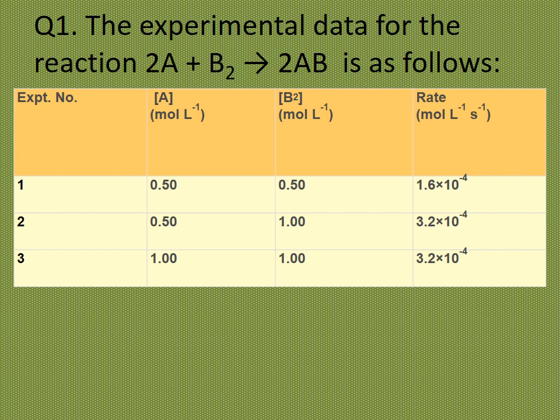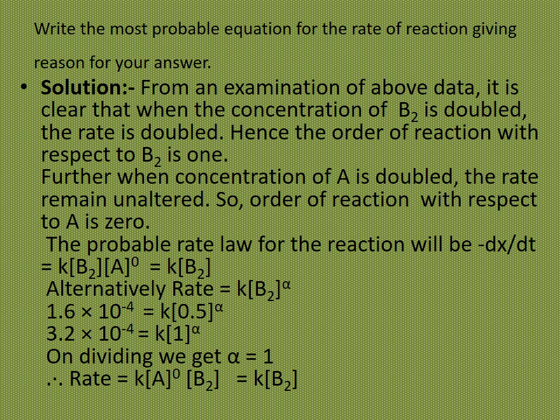And in experiment number 2, the value of A is 0.50, B2 is 1, and we obtain the value of rate as 3.2 into 10 to the power minus 4. And in the last experiment, number 3, the value of A is 1 and the value of B2 is 1, and we obtain the value of rate as 3.2 into 10 to the power minus 4. We want to calculate a probable equation for the rate of reaction. So see here the solution.